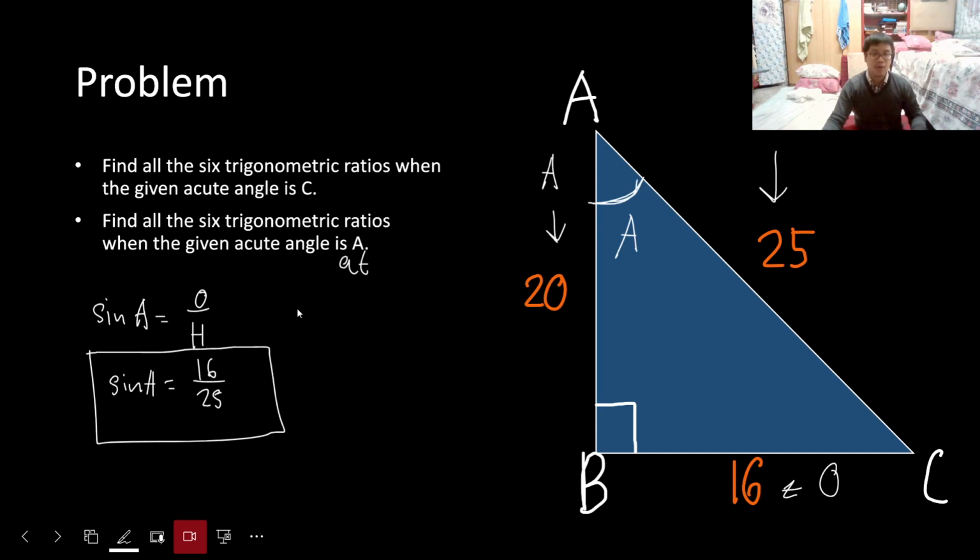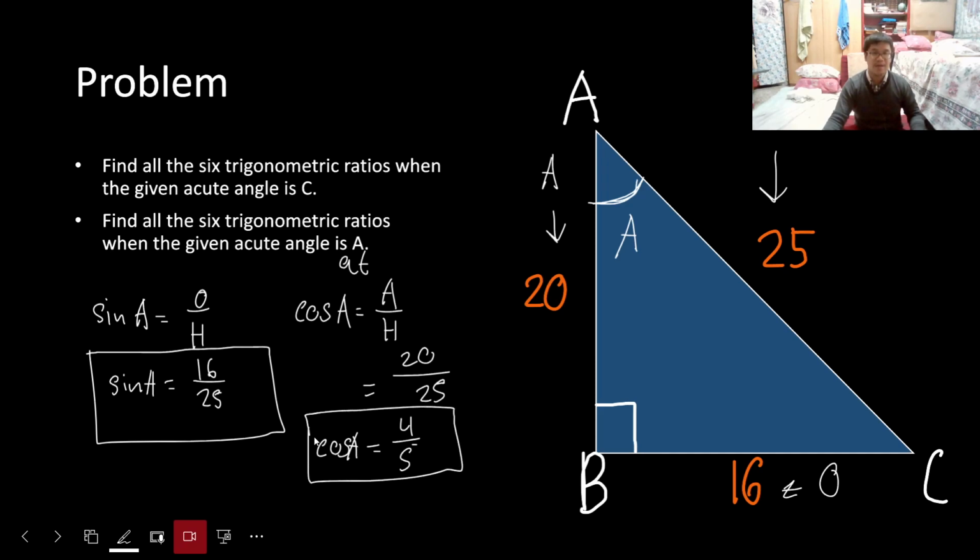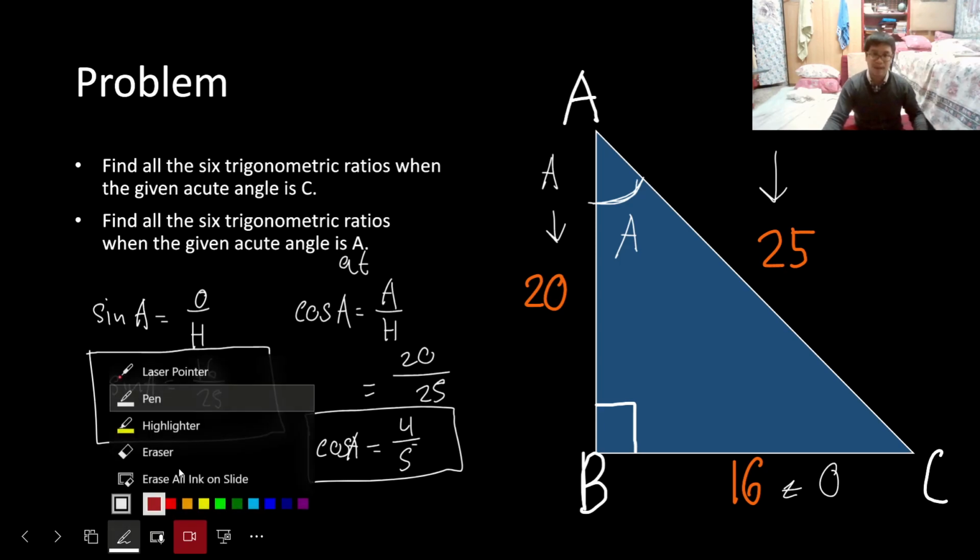Now, how about your cosine A? So what's your cosine A? It's adjacent all over hypotenuse. So your adjacent here is 20 and your H here is 25. So 20 and 25 are both divisible by 5. So 20 divided by 5 is 4, and 25 divided by 5 is 5. So this is your answer: cosine of A is equal to 4 all over 5.